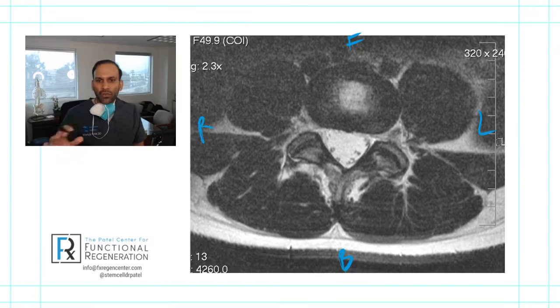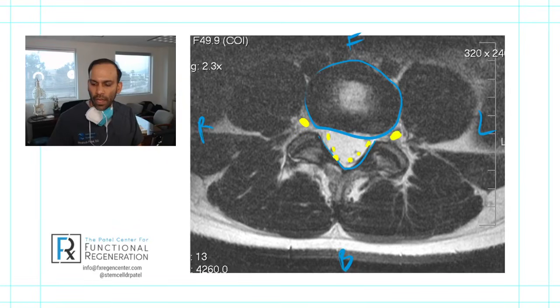And just to review some of the things that we talked about last time, over here we have the disc. Right? This is the central canal where all the nerves are traveling. And these are the nerves that are traveling in the central canal and are going to exit on either side.